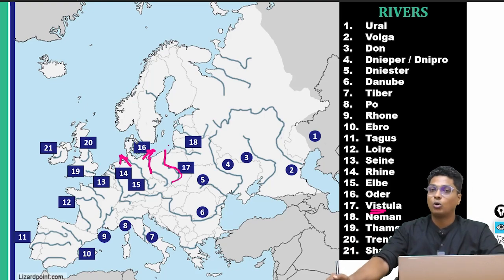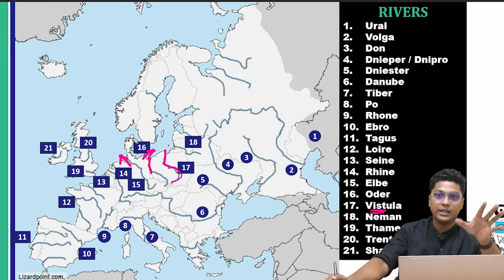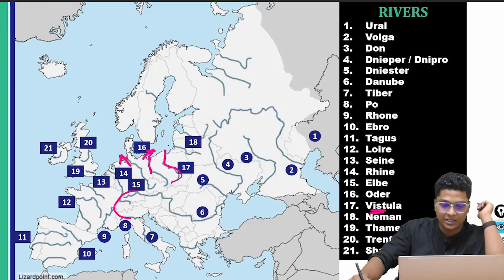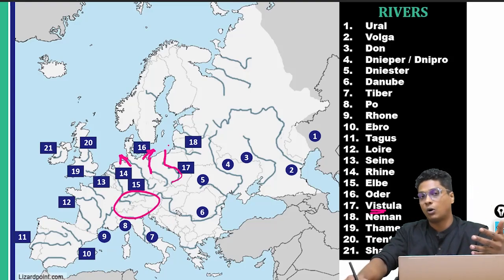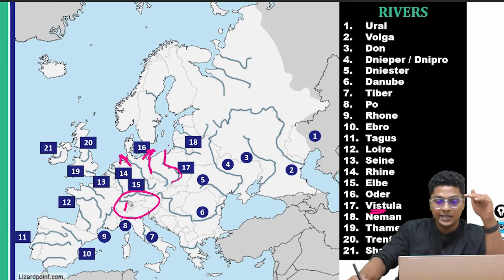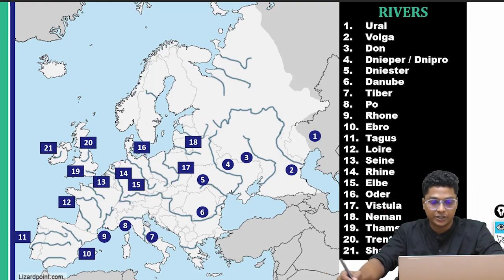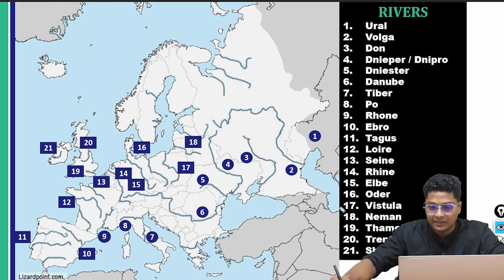Border river between Germany and Poland. Also, we have talked about the Rhine River, Elbe River, within Germany. They all are originating from this region. What is the specialty of this region? Now that we have discussed the mountains, you will be knowing it. This is the Alps mountain located here. Okay, elevated region.